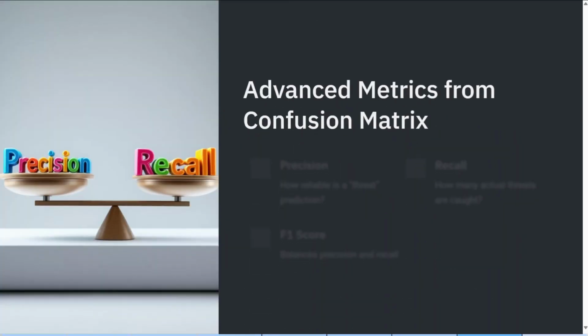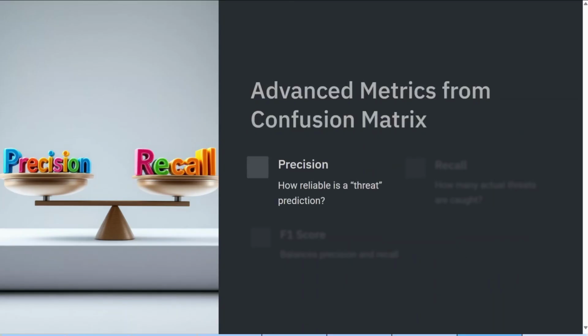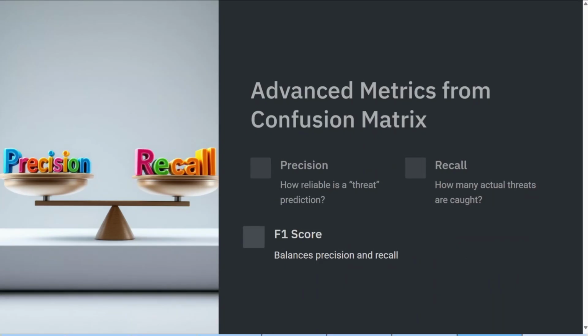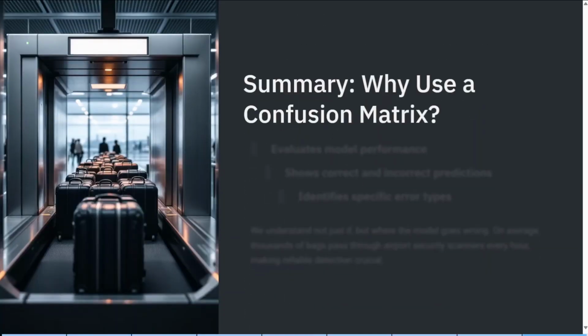We can go beyond this. From the confusion matrix, we can calculate other powerful metrics like precision, recall, and the F1 score. These help us understand how reliable the model is when it says a threat, how good it is at catching all the actual threats, and how to balance between precision and recall. Why balance between them? If these terms look new, I'll try to break them down in separate videos for those different metrics that we can derive from the confusion matrix.